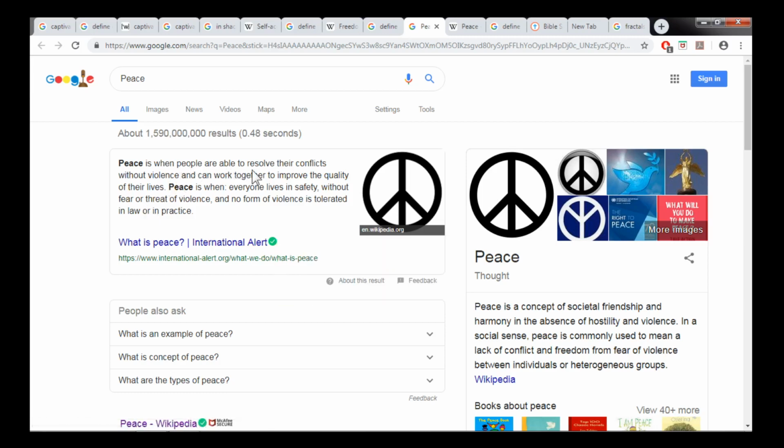Peace is when people are able to resolve their conflicts without violence and can work together to improve the quality of their lives, right? Relentless betterment. Relentless improvement. Home improvement. Yes, relentlessly improve your home. Peace is when everyone lives in safety without fear or threat of violence, and no form of violence is tolerated in law or in practice. So any promise of peace on earth is truly a lie, okay?